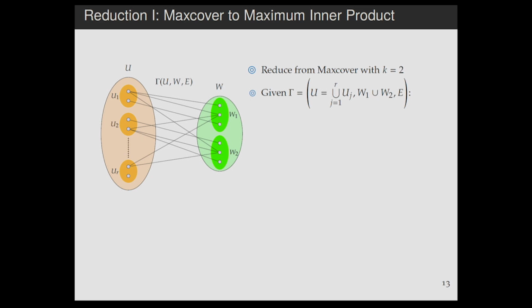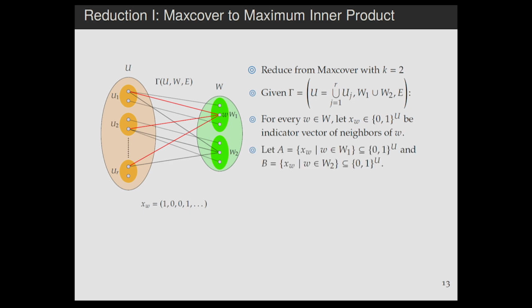Okay, so now, given this max cover, how do we go from here to max inner product? It's actually fairly simple, right? Let's take every vertex W on the right and create a vector which is an indicator vector of the neighbors on the left. Let's say I take a look at this second vertex on the right. It has 3 neighbors, so you just list 1s and 0s as an indicator vector of which of the vertices on the left are its neighbors.